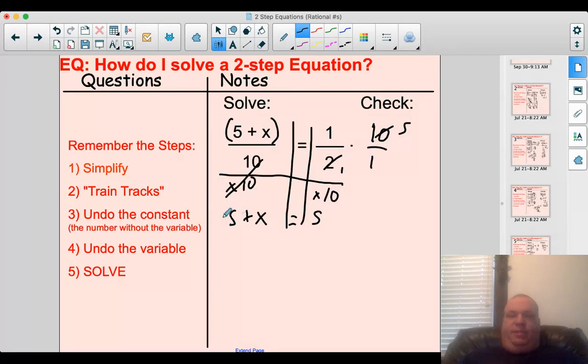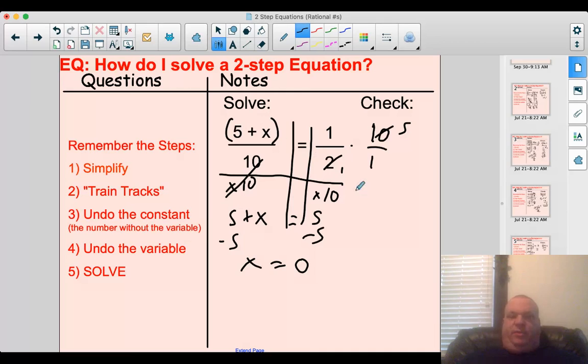Now you may be wondering, why don't I have parentheses anymore? Well, remember, all parentheses do is tell you which ordered operation to do first. Well, this is the only operation that's left, so I don't need the parentheses to tell me this is what happens next. All right, so 5 plus x, I want to get rid of the 5, so I'll subtract it, and I get x equals 0. That is a perfectly valid answer there.